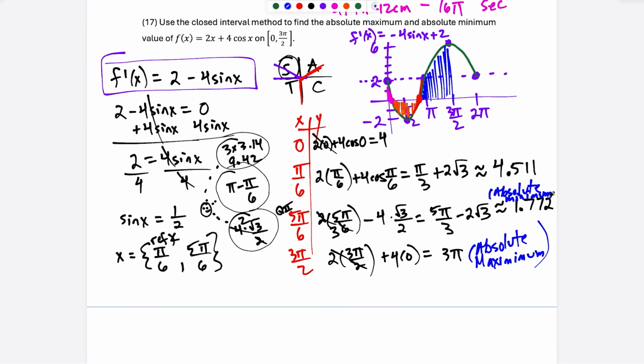Now we'll summarize all this. This is the closed interval method. We'll say that the absolute minimum occurs at 5 pi over 6 and the absolute maximum occurs at 3 pi over 2.